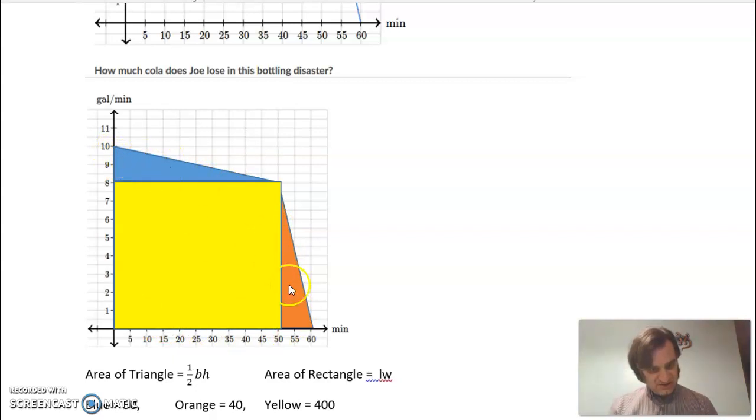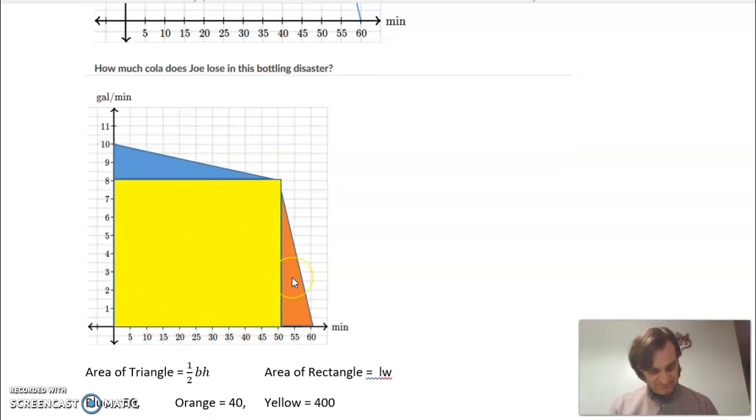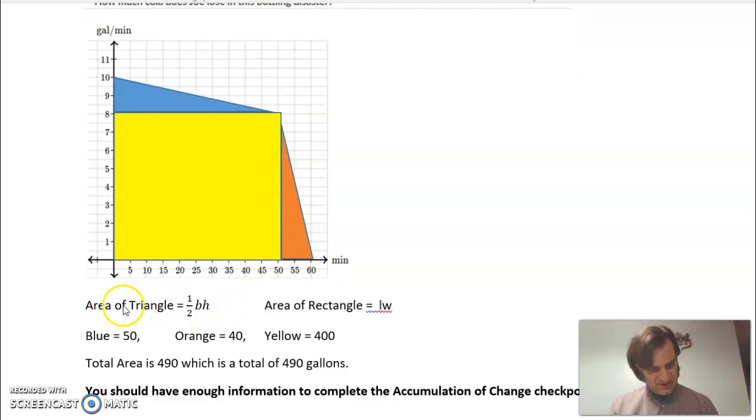So I divided it into 2 triangles we see here. And we know that the area of a triangle is 1/2 base times height. And we also have this rectangle, which is length times width. I know it looks like a square, but if you look across the bottom, this is 50. And this here is 8. So even though it looks like a square on the graph, it's not really a 1-to-1 ratio there.